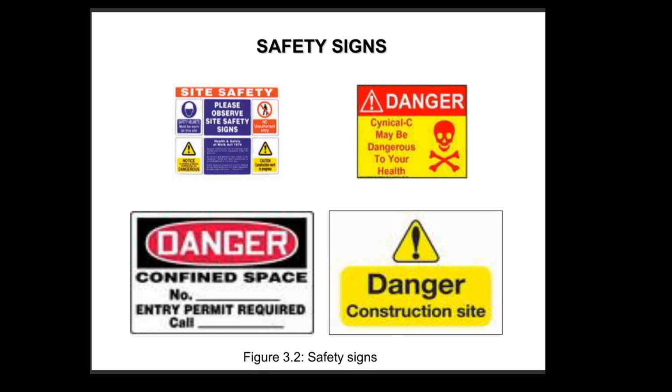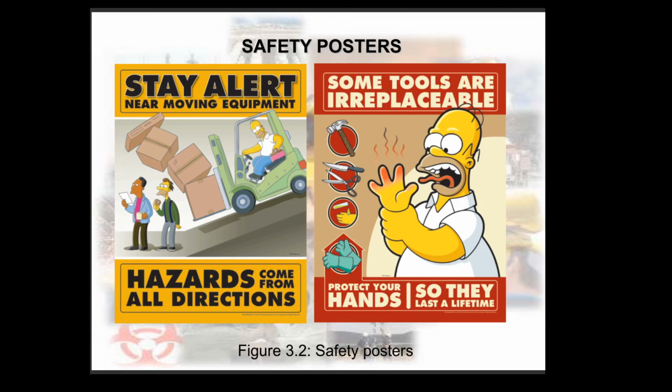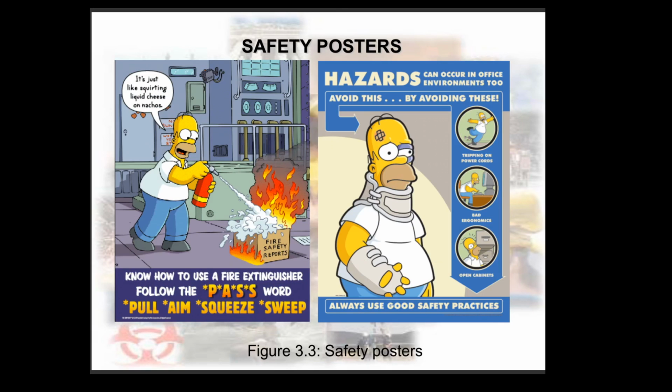Here you can see other safety signs. These are also safety signs, safety posters in fact. Safety alert near moving equipment. The first poster is safety alert near moving equipment. Hazards come from all directions. You can see in the diagram, hazards come from all directions. In the second poster, you can see some tools are irreplaceable. We have to use it. These are also safety posters.